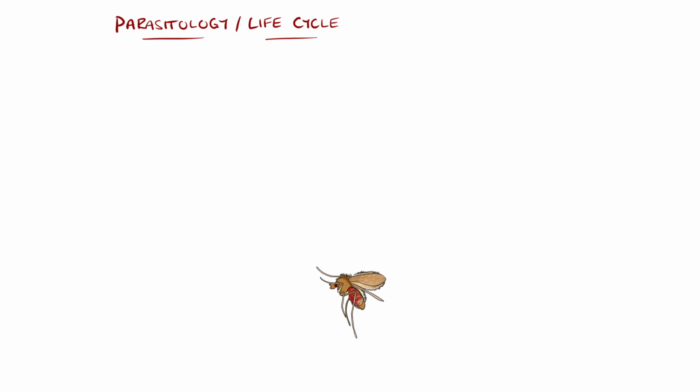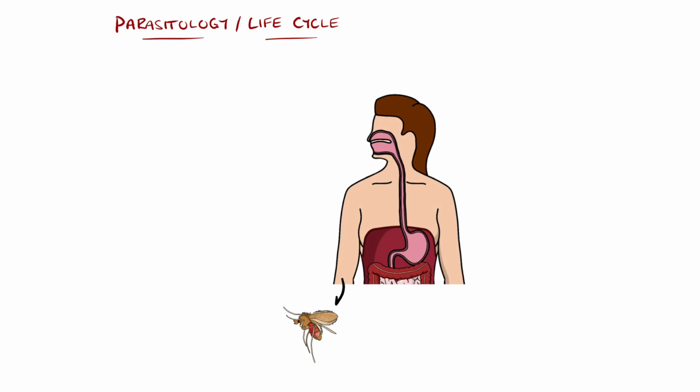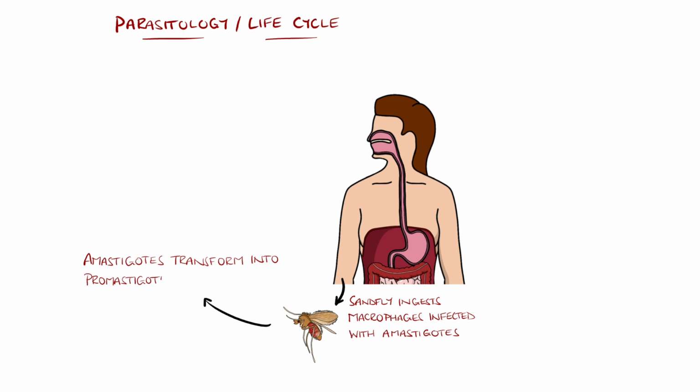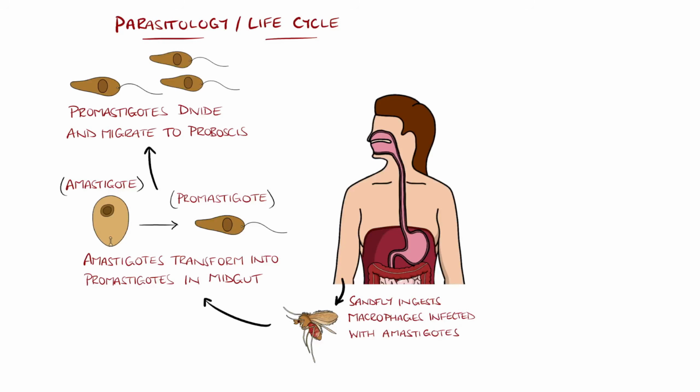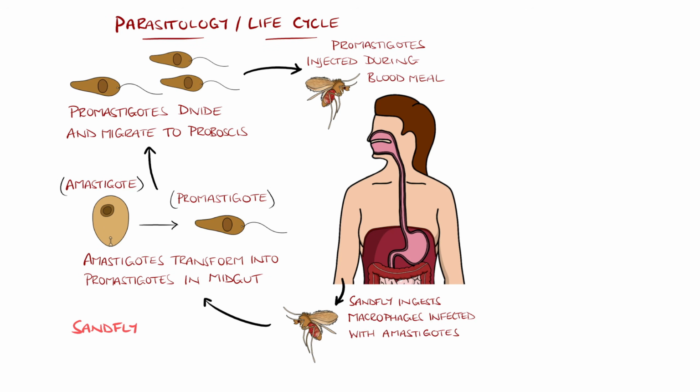The life cycle features the female phlebotomine sandfly taking a blood meal, ingesting the macrophages infected with Leishmania amastigotes. From here, the amastigotes transform into promastigotes within the midgut of the sandfly. They then divide and migrate to the proboscis, which is the tubular mouthpiece of the sandfly. Then, once the sandfly takes a blood meal, the metacyclic promastigote is injected into the skin. This completes the sandfly portion of the life cycle.